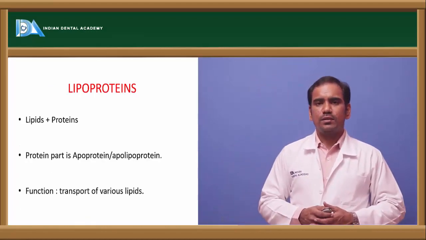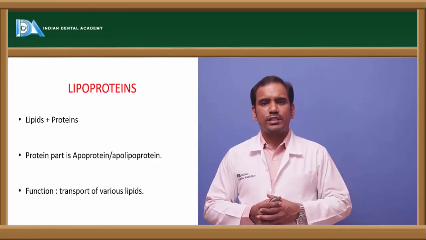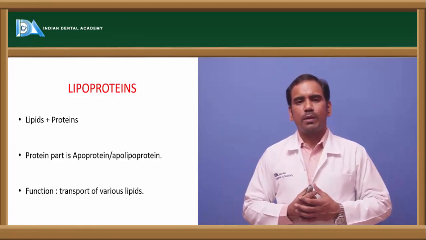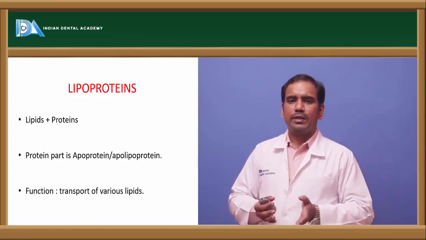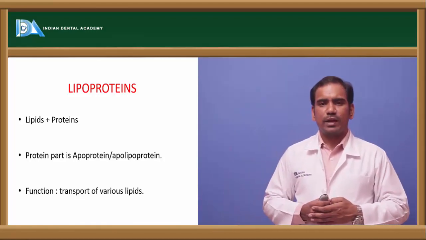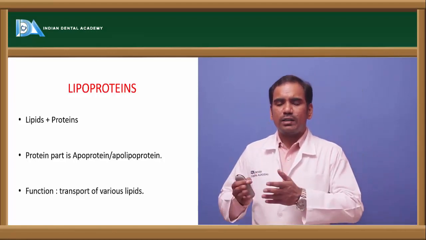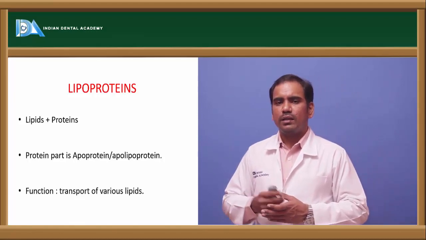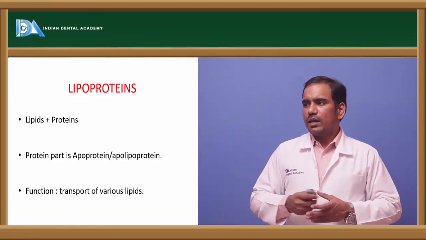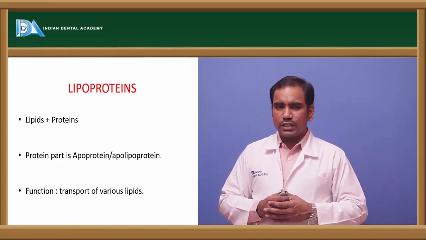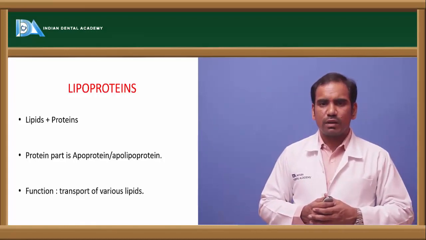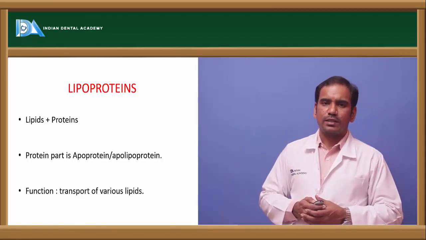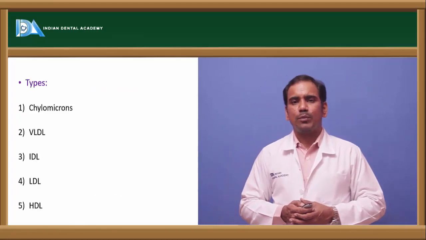Coming to lipoproteins. So what are lipoproteins? They are conjugated proteins. They have two parts, a protein part plus a non-protein part, and the non-protein part of lipoproteins is lipids. Lipids plus proteins is the composition of lipoproteins. The protein part of lipoprotein is called apoprotein. There are different types of apoproteins in different types of lipoproteins, right? The main function of lipoproteins is the transportation of lipids. They transport various lipids in the blood.